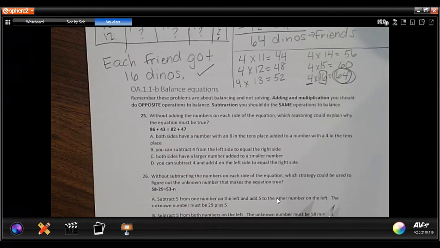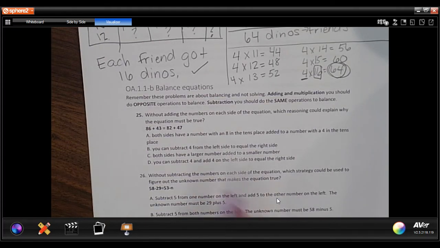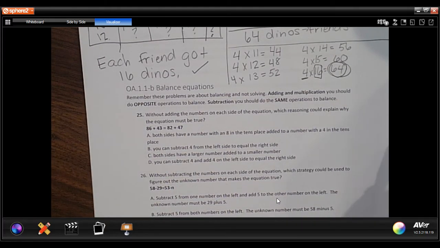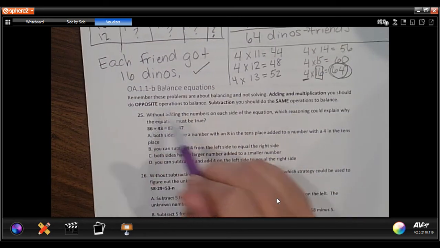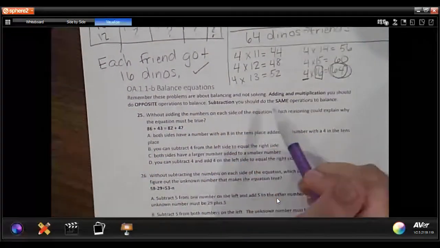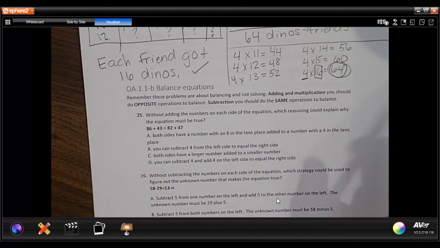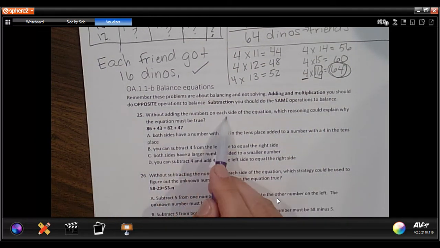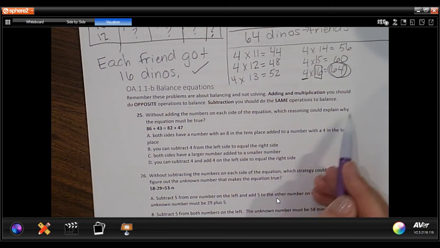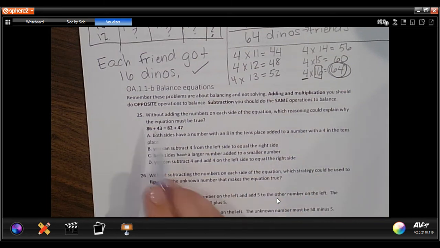Last section, balancing equations. Remember, these problems are about balancing and not about solving. With adding and multiplication, you should do opposite operations to balance. With subtraction, you should do the same operations to balance.